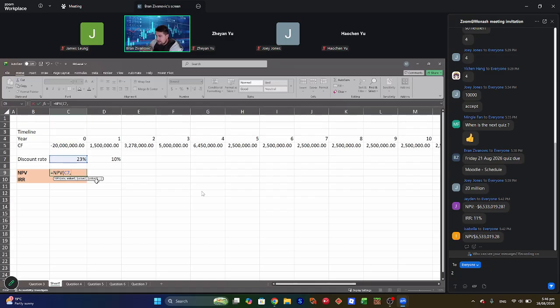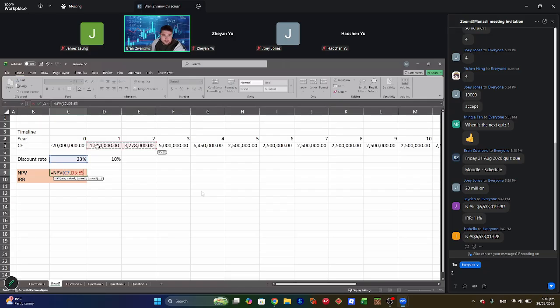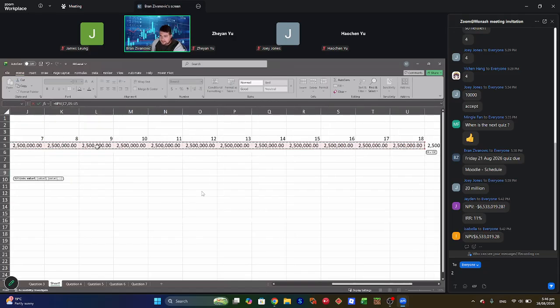One thing to keep in mind is that Excel discounts all the cash flows, weirdly. Remember, the year zero cash flow doesn't get discounted. The values we want here are from year one to year 20. So all I've done is select 1, 2, 3, 4, 5, 6, 7, 8, all the way to year 20, all of the cash flows from year 1 to year 20, and close the brackets.